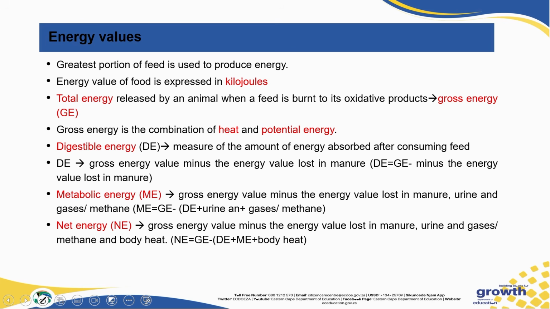So the energy value of a feed is expressed in kilojoules. Some used to say joules, whatever. So let us say kilojoules. So the total energy released by an animal when a feed is burnt to its oxidative product. Like for instance, now I've just taken my meal. So the total energy that I have is called the gross energy. Gross energy is the total energy that is produced when a feed is burnt to its oxidative product.